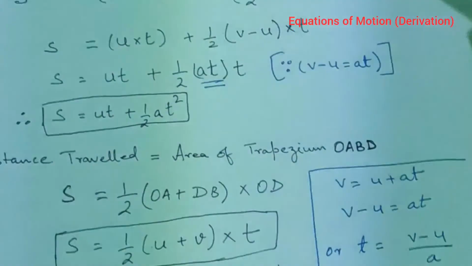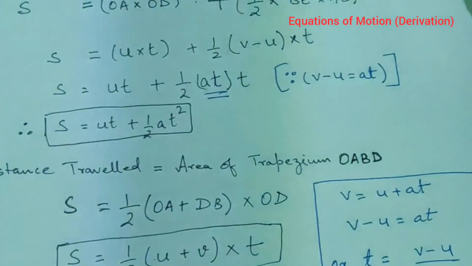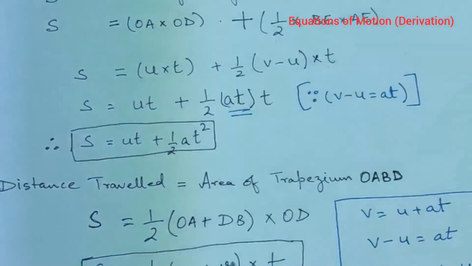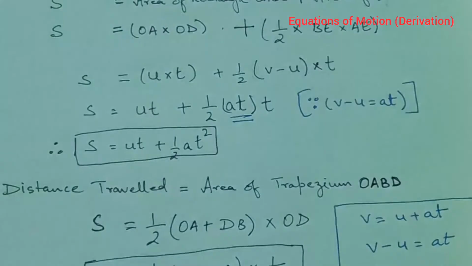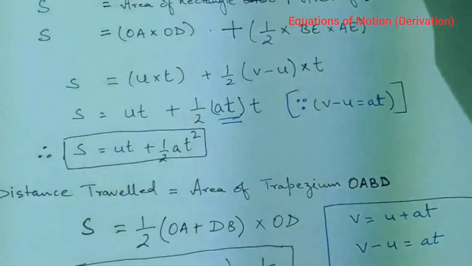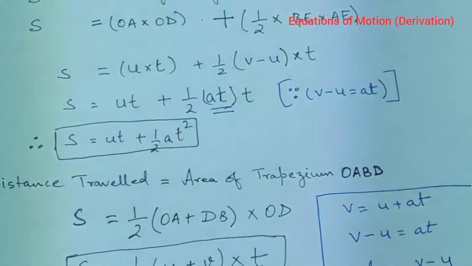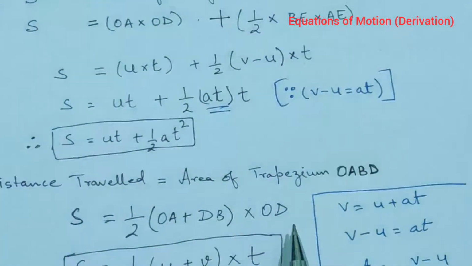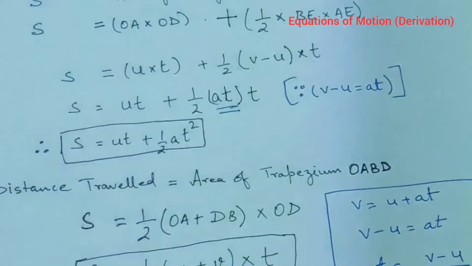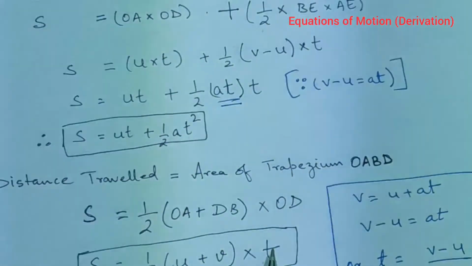From the graph, OA is u, so we have written u here. Then DB is equal to OC, and that is equal to v. So we have written v here, multiplied by OD, and OD is nothing but t. So we get s is equal to half (u plus v) multiplied by t.